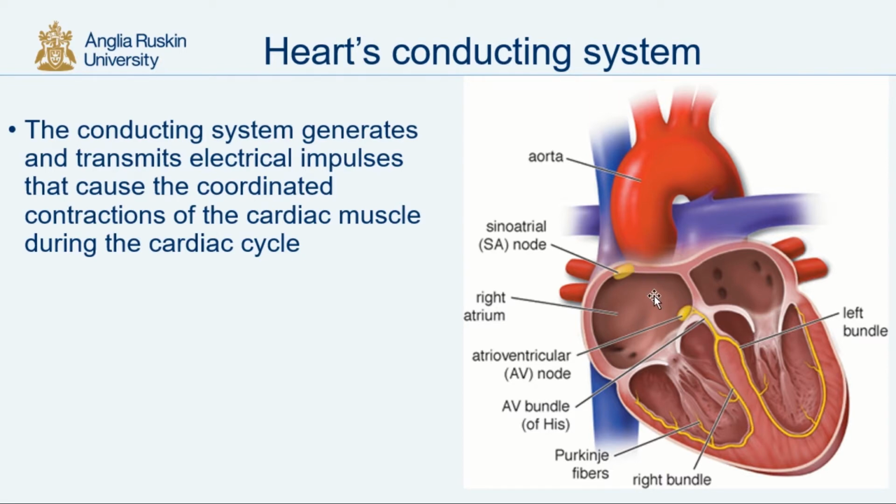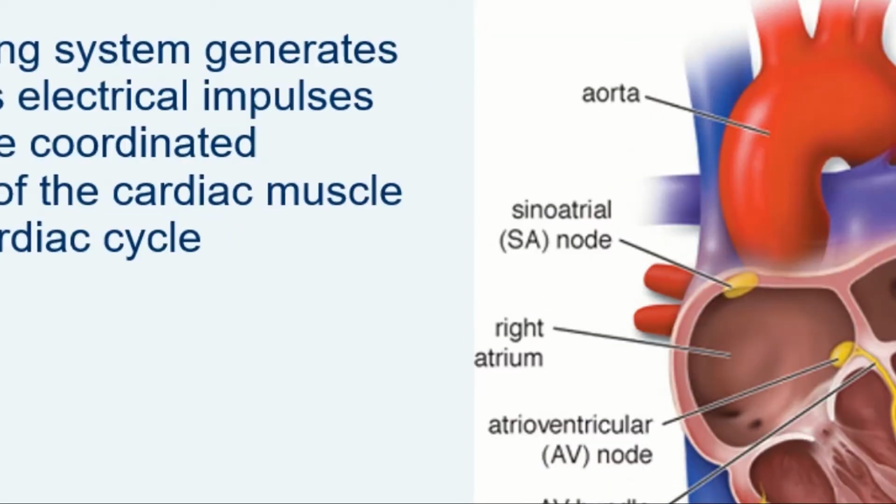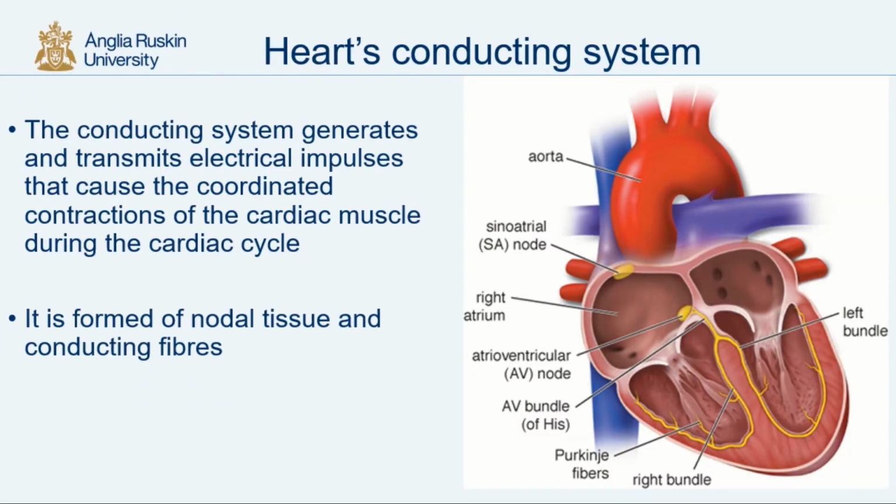This conduction system of the heart generates and transmits electrical impulses which cause coordinated contraction of the cardiac muscle, which is shown in red over here, thus allowing the heart to contract in a cyclical fashion during systole and during diastole. This conduction system is formed of conducting fibers and nodal tissues, and we'll talk about the AV node and the SA node in a second.